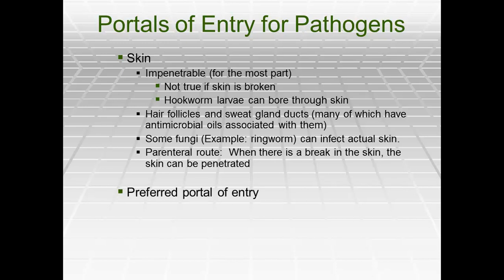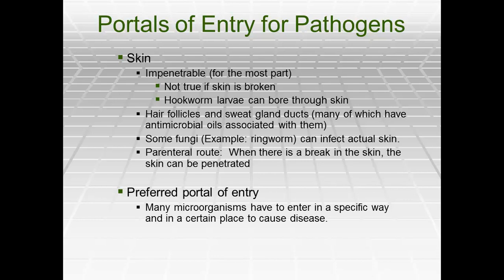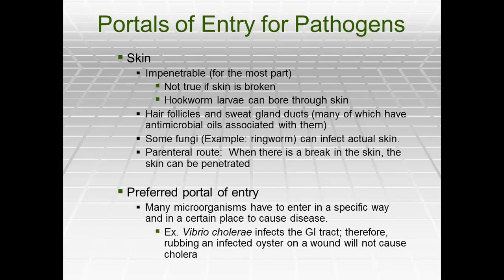Every organism has a preferred portal of entry, so many microorganisms have to enter in a specific way and in a certain place to cause disease. For example, Vibrio cholerae infects the GI tract. Therefore, rubbing an infected oyster on a wound will not cause cholera.